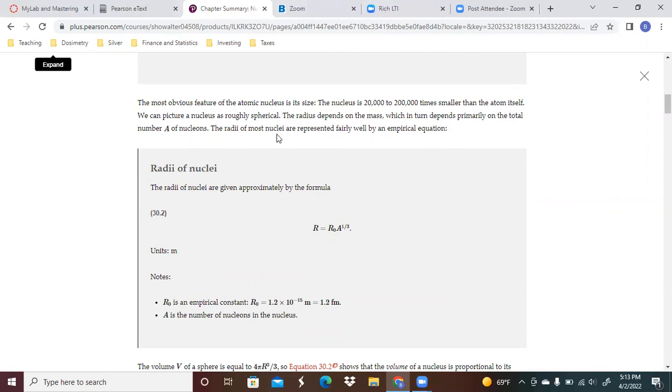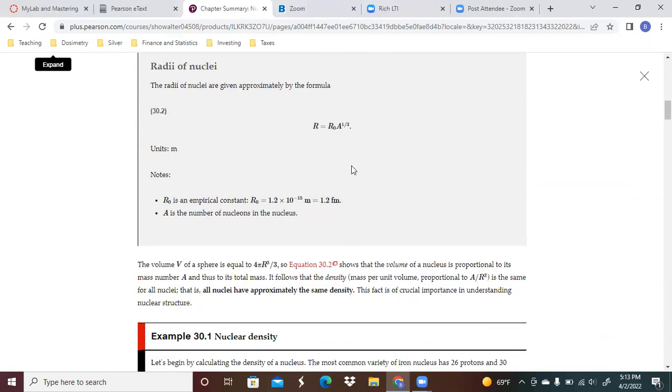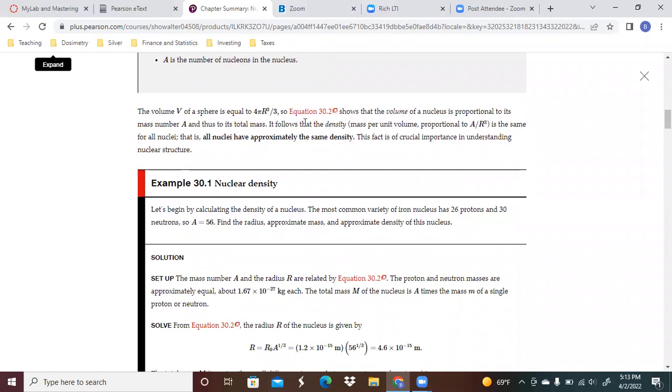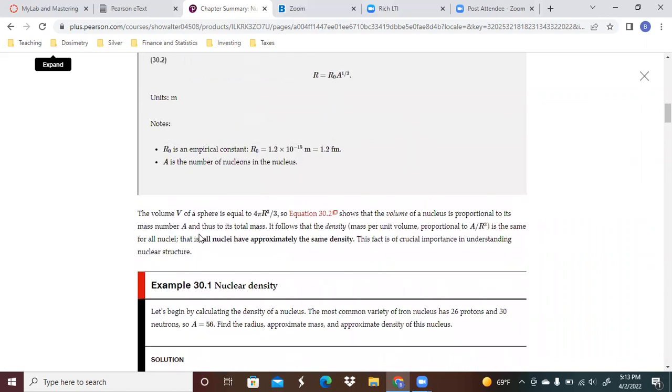The radii of most nuclei are represented fairly well by an empirical equation. In other words, it just works. This empirical constant here, 1.2 femtometers, is your basic constant, or you can think of it almost as a base radius in a sense. So you can see here, since volume is proportional to the radius cubed, then having a cubic root here for the number of nucleons is not that surprising.